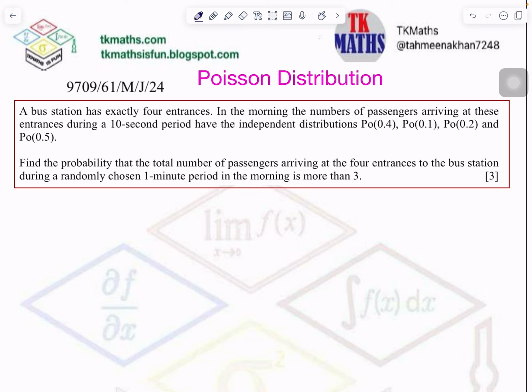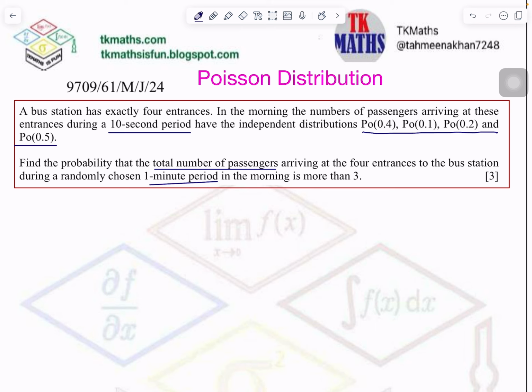So in Poisson, the important thing is, first of all, you have to see what is the interval for which lambda is given to you. In this question, which is talking about a bus station with 4 entries, the passengers arrive at these entries in the morning during a 10-second interval. So this lambda which is given to you for the 4 entries is all with respect to a 10-second period. But when you read the question, it is talking about the total number of passengers and a 1 minute period. So whenever the time period changes, we change the lambda. That is number 1 thing.